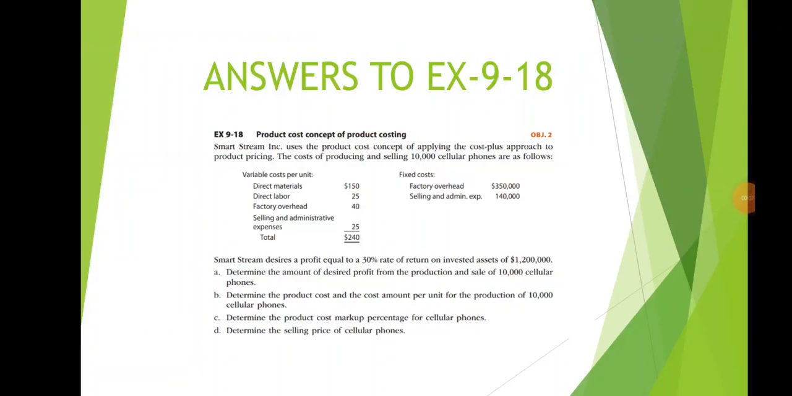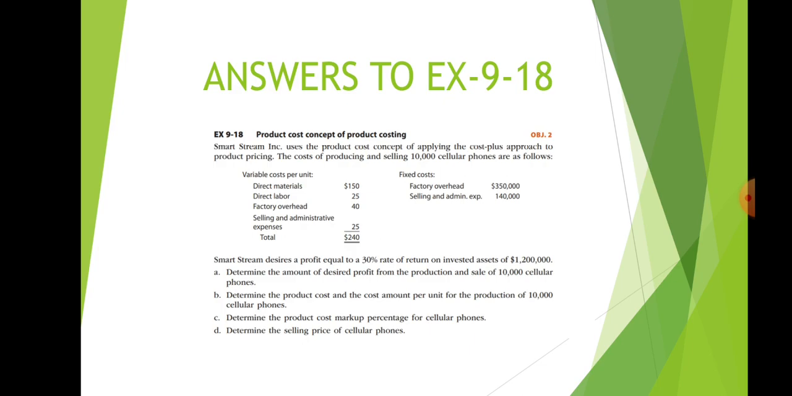Everyone. So after we have discussed the last topic of chapter 9, we will be going to answer three exercises from our textbook. The first exercise would be exercise 9-18, which is the product cost concept of product costing. Here's the problem. SmartStream Incorporated uses the product cost concept of applying the cost-plus approach to product pricing. The cost of producing and selling 10,000 cellular phones is as follows.